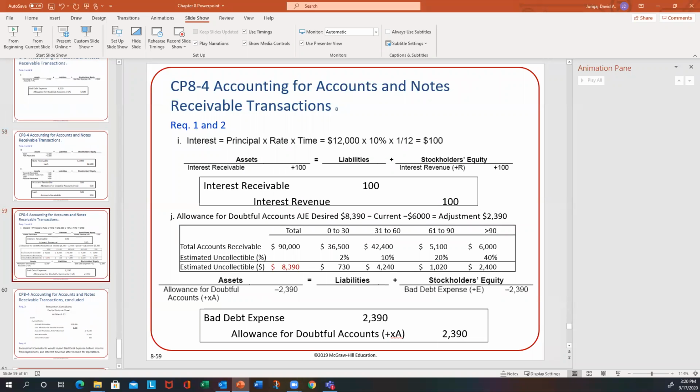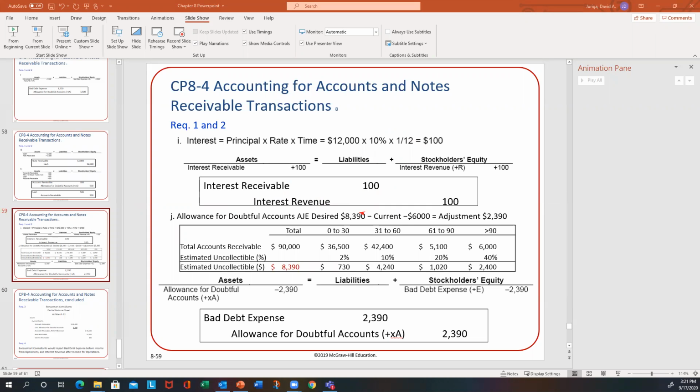And then here's the interest. On that interest, I believe it was a March 1st loan that we gave out. And so notice it's principal times 10%. And the reason it's 1/12 is because March 31st is the end of March, and they lent out the money on March 1st. So March 1st to March 31st would give you 1 month. The total amount would be $100. So that's an accrual. So you would debit interest receivable and then credit your interest revenue for $100.